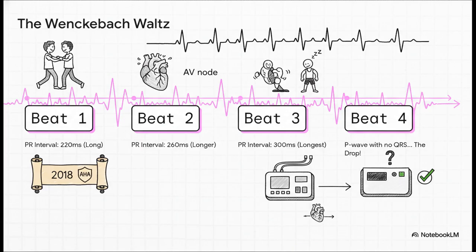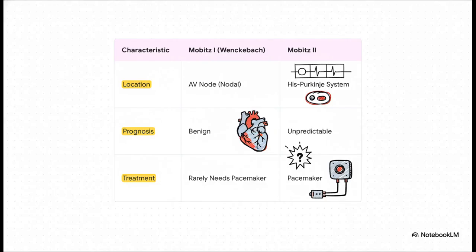But Mobitz II? That's a whole different story. Exactly. In Mobitz II, the PR interval is constant, but then a QRS just disappears out of nowhere. This usually means the block is below the AV node, down in the His-Purkinje system, and that's dangerous. It's totally unpredictable and can progress to a third-degree block at any moment. So for your boards, just remember, Mobitz II equals pacemaker.